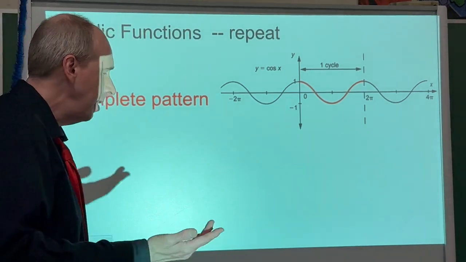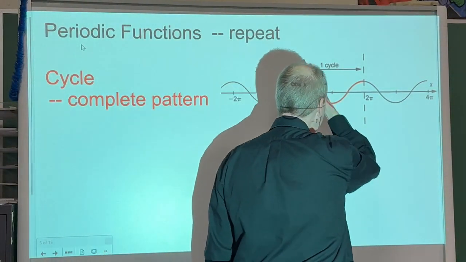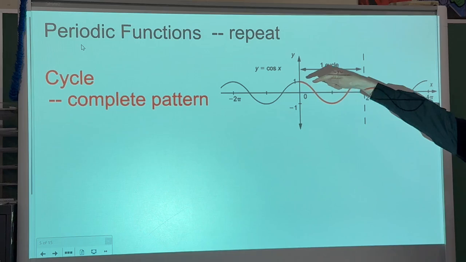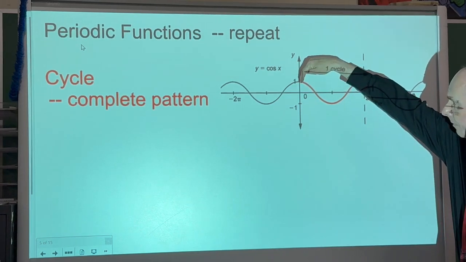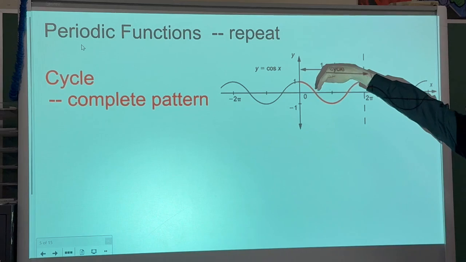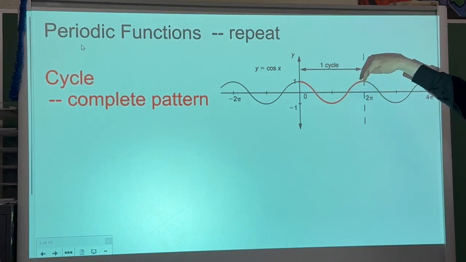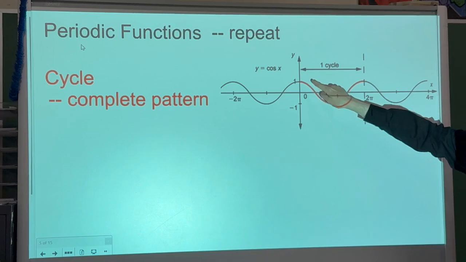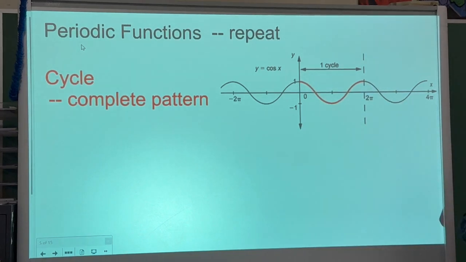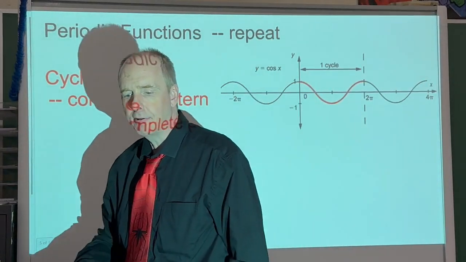Usually we find a starting point. 0 is a great place on the x-axis to begin. So if I'm starting, I'm here at the top of this little wave. I come down, I come back up to the top. From here to here is a length of 2 pi. That makes one complete cycle.